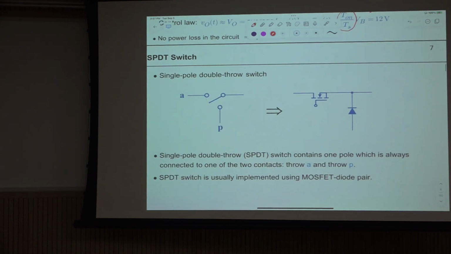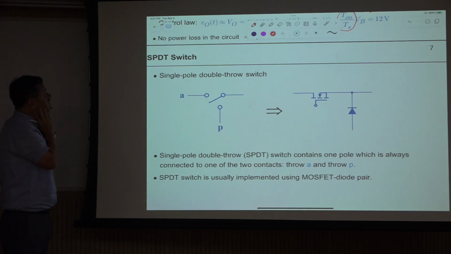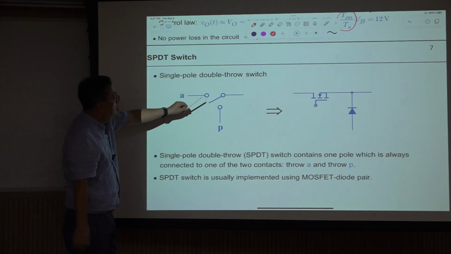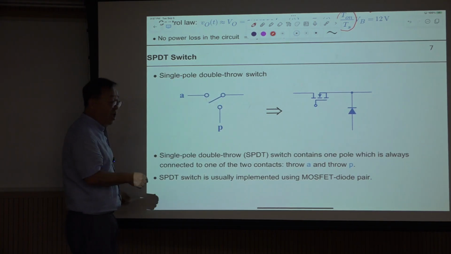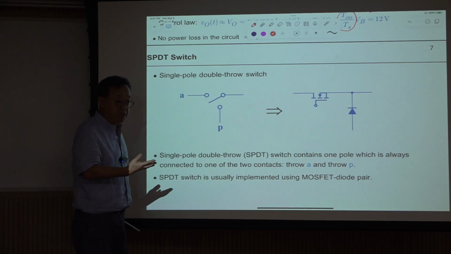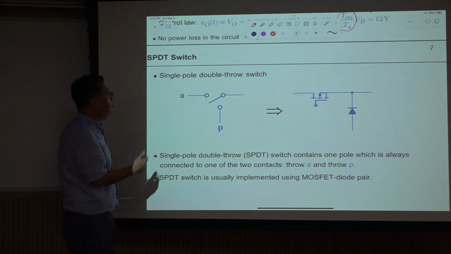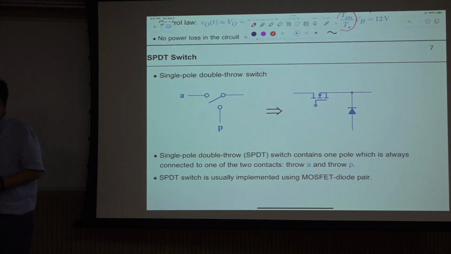Some details about the SPDT switch. SPDT is an acronym for single pole double throw switch. There is a pole, and the pole moves like this. There is one pole, and the throw may be considered a path. There are two paths: single pole, double throw switch. So A is called the active terminal.